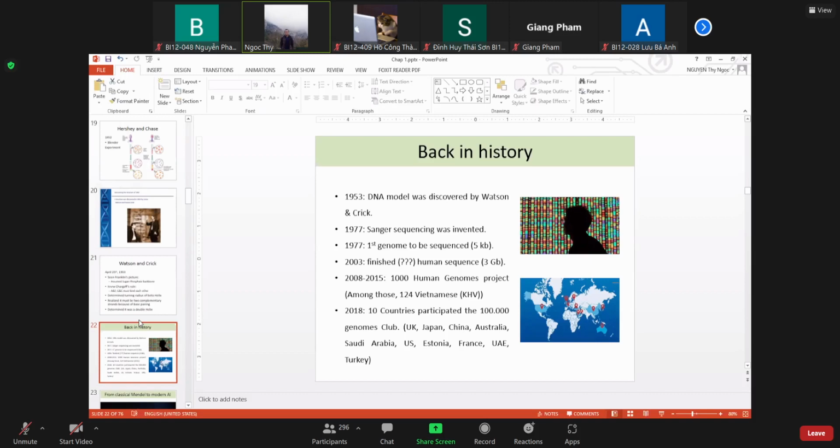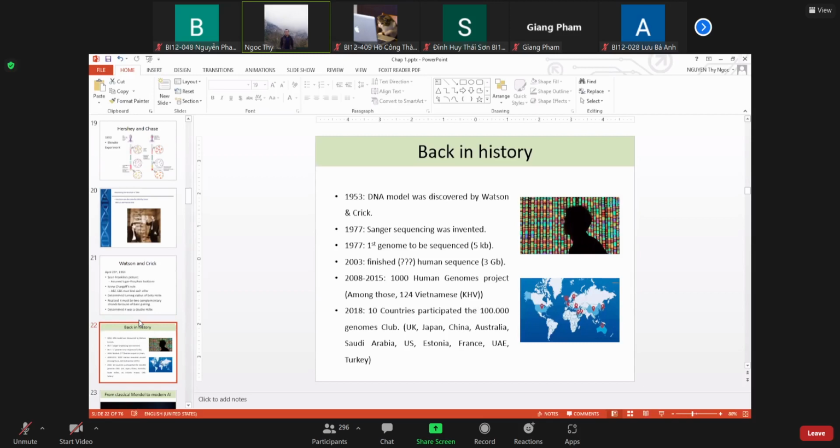In 1977, the first sequencing machine was invented, following the Sanger sequencing method. It is based on ddNTP, which, when it is incorporated into the synthesized DNA sequence, will stop the sequence right there and provide a signal. In the same year, 1977, the first genome was sequenced, about 5 kilobases, a genome from a bacteriophage.